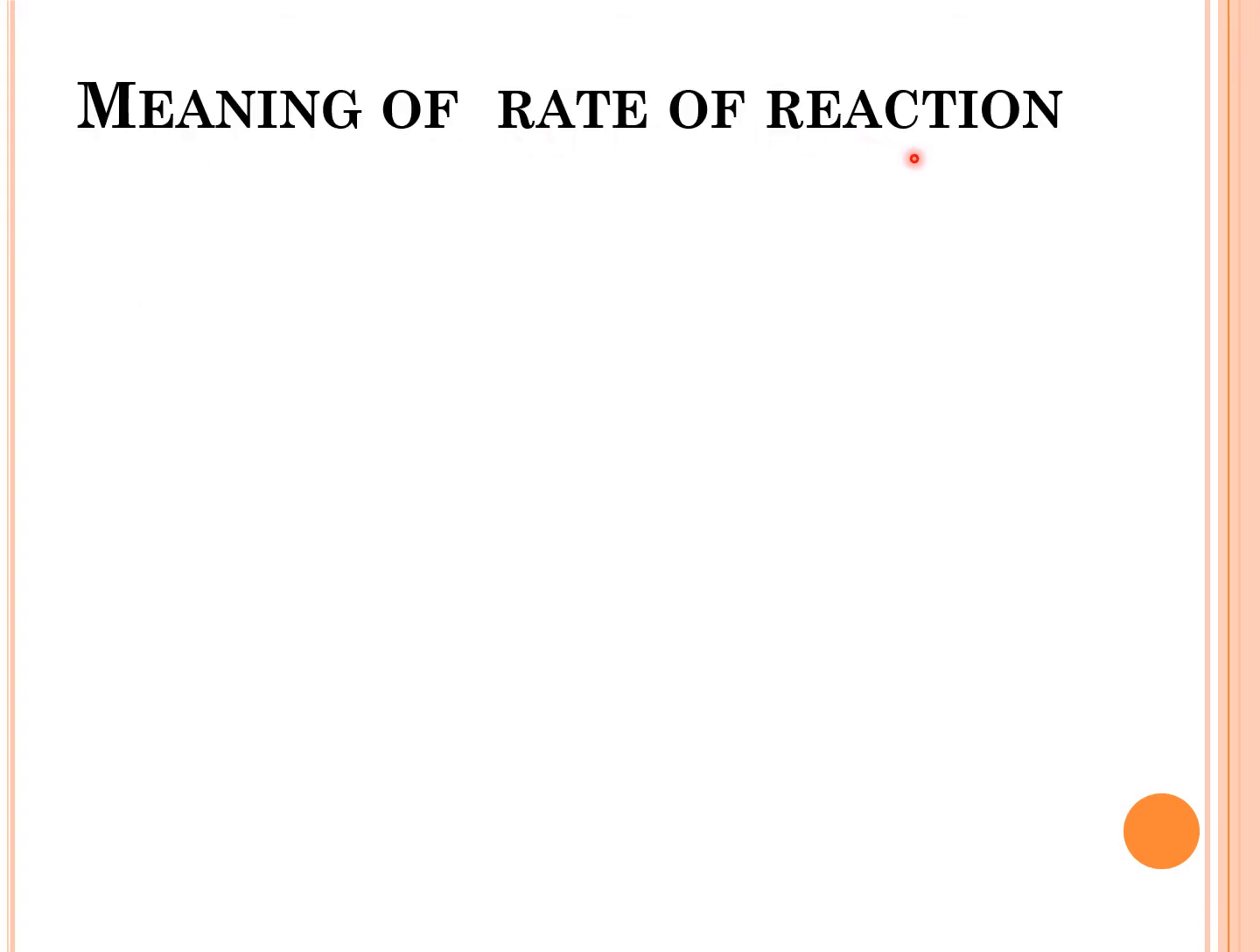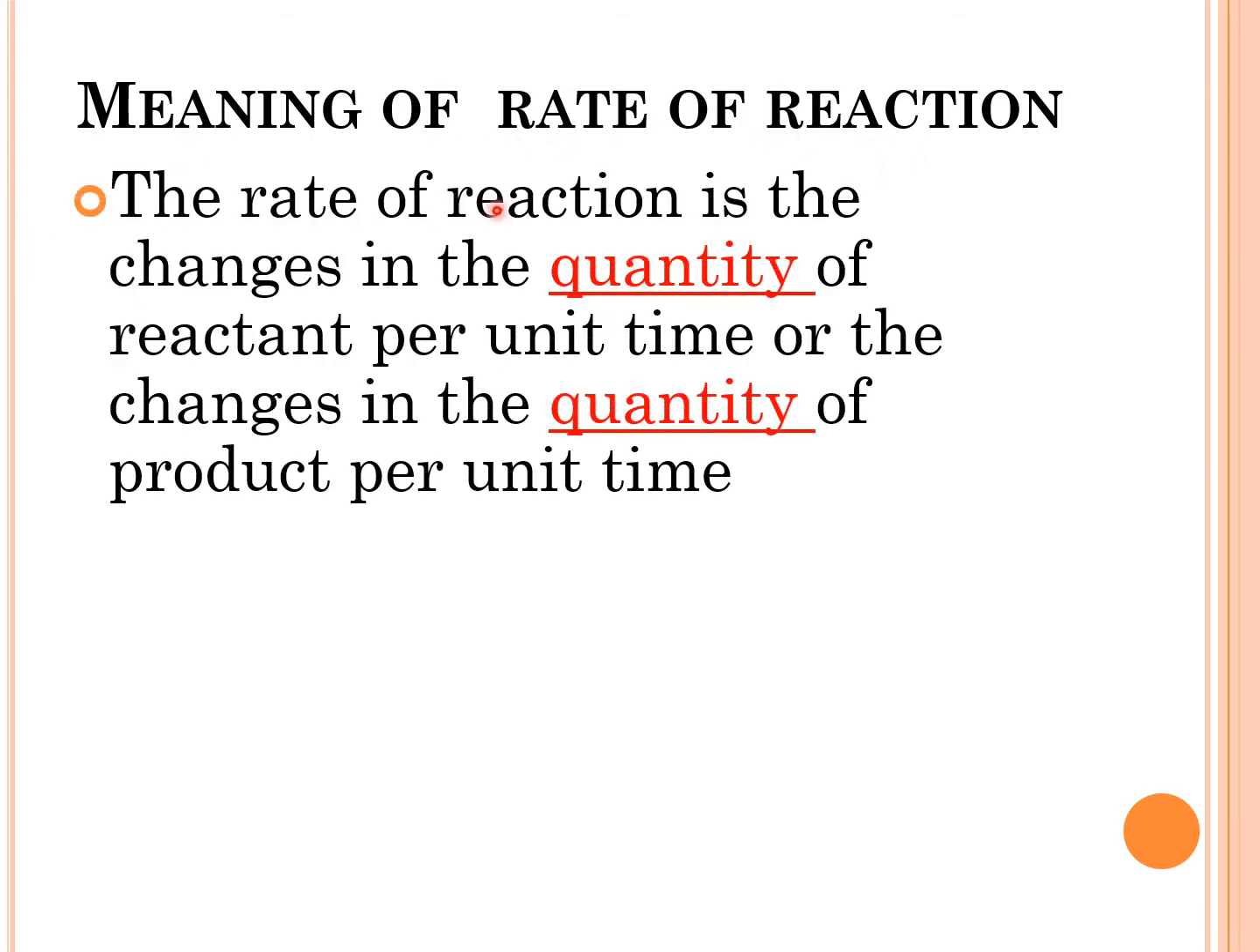Meaning of rate of reaction. The rate of reaction is the changes in the quantity of reactant per unit time, or the changes in the quantity of product per unit time. So here you can see two different things that you can observe to calculate rate of reaction. The first one is the change of the reactant, and the second one is the change of the product.